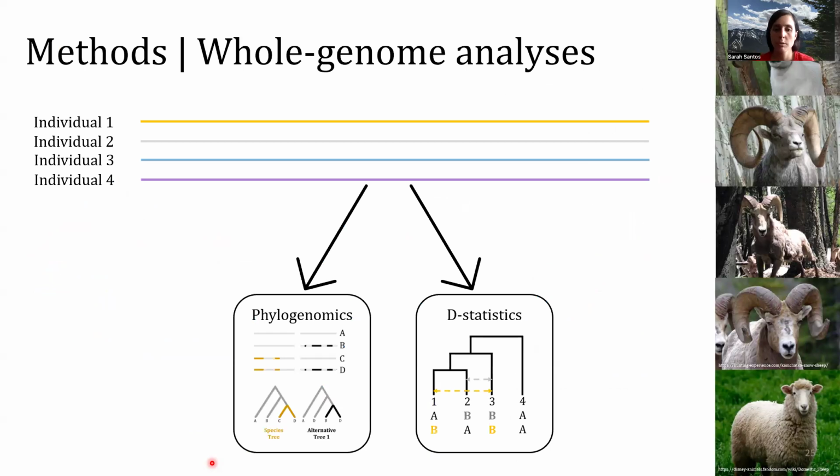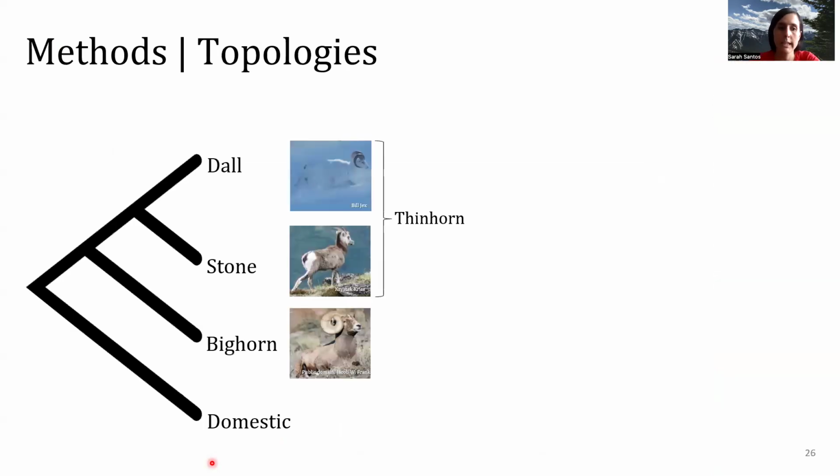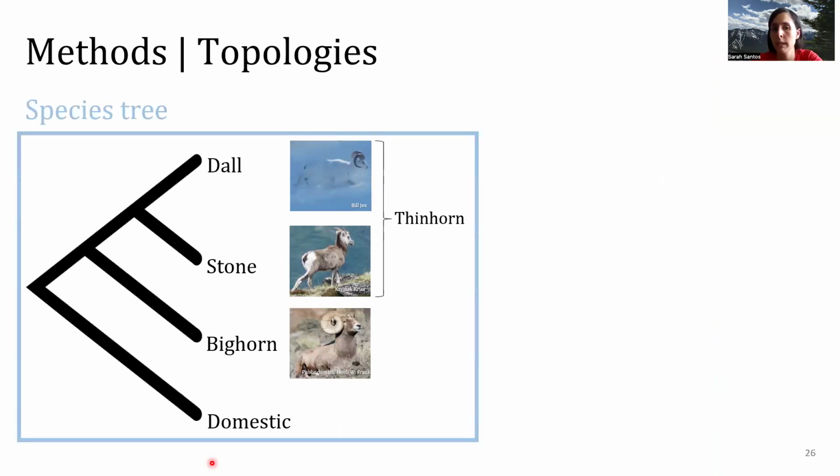Again, we use a reference genome, the domestic sheep, and we map those to the domestic sheep and analyze different patterns. So we generated phylogenomic trees, and we generated these statistics, the ABBA-BABA patterns again. In this case, we wanted to look for the species tree. Of course, thinhorn sheep, Dall and Stone, should cluster together in the majority of the genome because they are the same species. They are just subspecies of thinhorn sheep. And then we would have bighorn outside of that as a sister clade, and we use the domestic sheep as the outgroup.